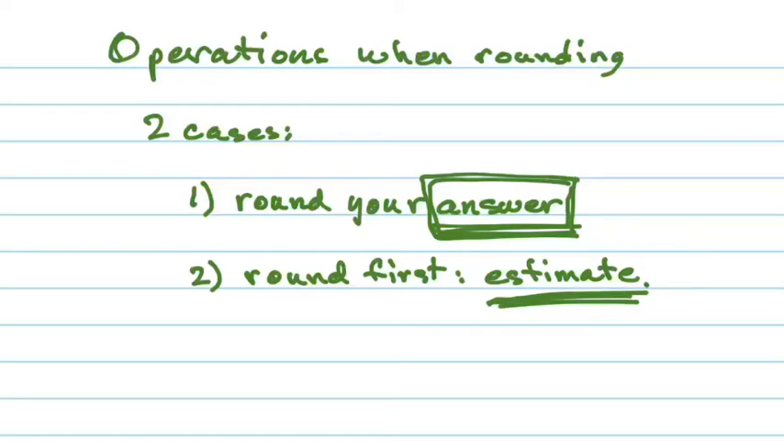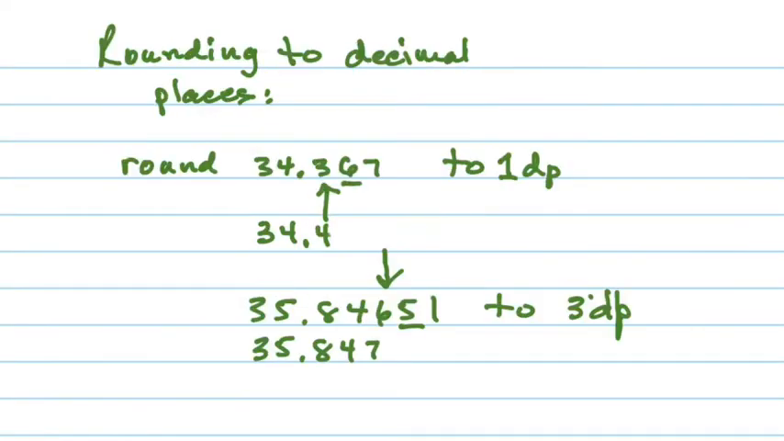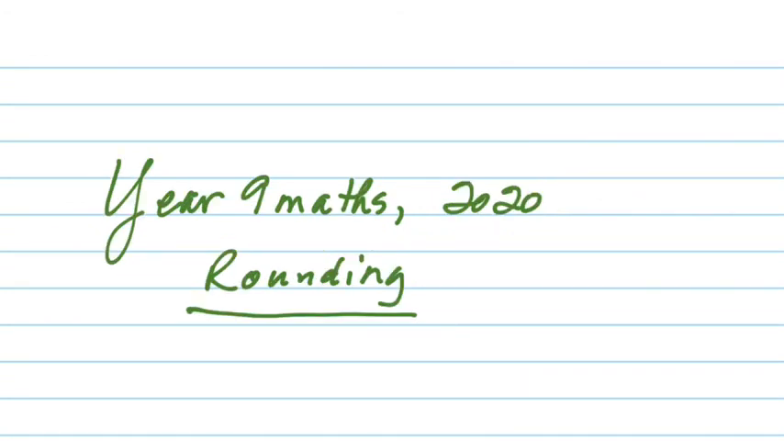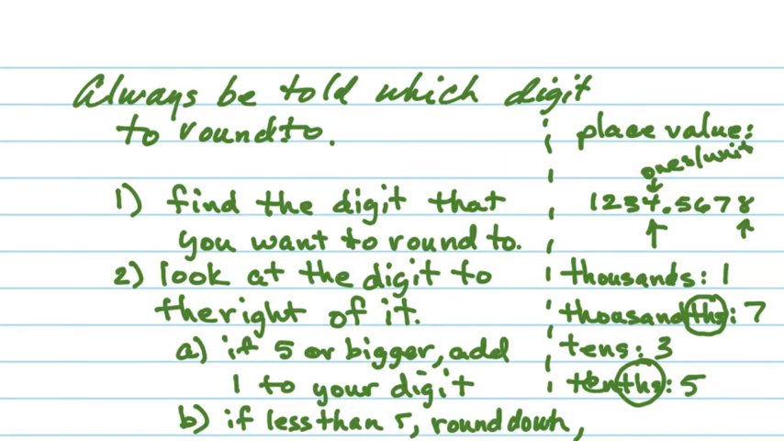Let's just bounce back real quickly and talk about what we've done. Okay. So when we're talking about rounding, that means that you always will be told which digit to round to. You can't round just on your own unless you're asked to find an estimate and they don't tell you which one to round to. You simply find the digit that you want to round to, then look to the digit to the right. You round up, in other words, add 1 if that digit is what?